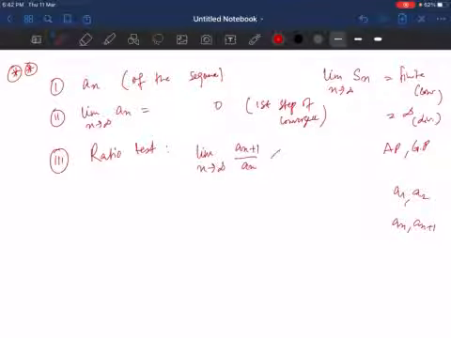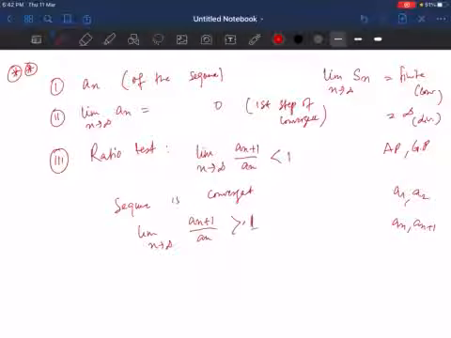If the value of this limit is less than 1, then we can say that the series is convergent. If the value is not less than 1, that is, greater than 1 or equal to 1, we can say that it is divergent. So if the limit of a_(n+1) divided by a_n is greater than or equal to 1, it is divergent. That is how we prove convergence for a sequence whose sum we cannot find, which is not an AP or a GP.